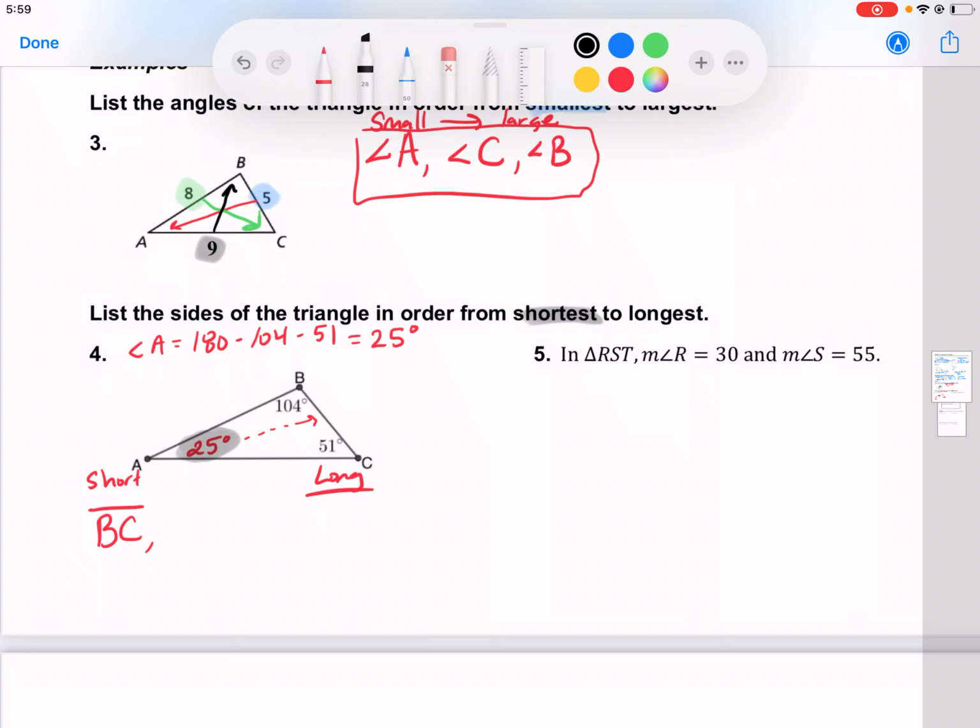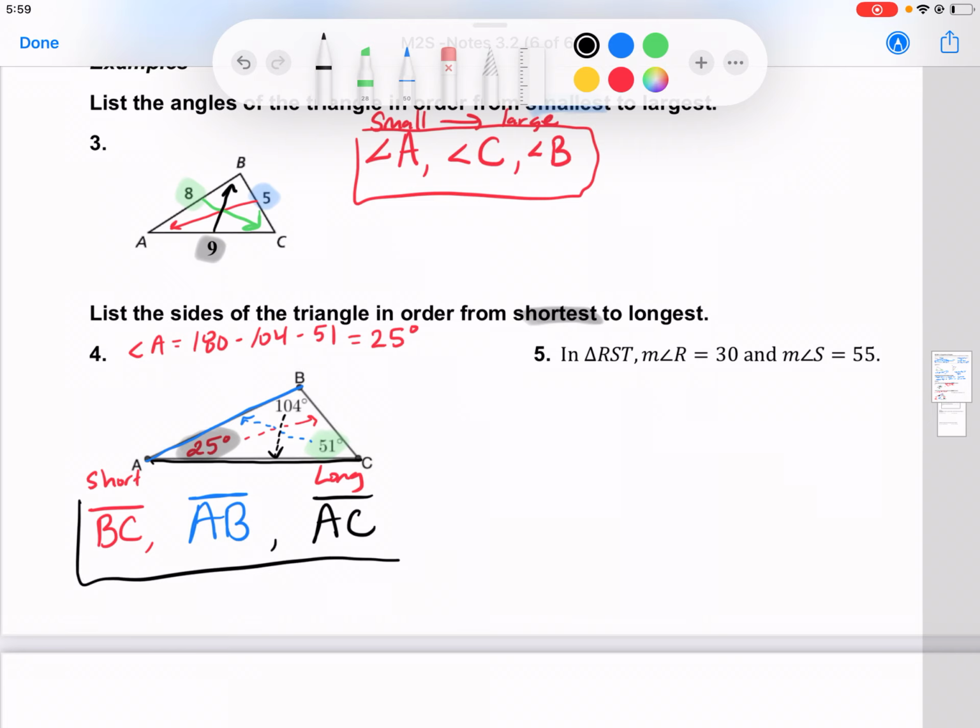Let's do the middle one though, because the one right in between 25 and 104 is 51 degrees. So 51 is across from this side over here, AB, so that's our next one. So we write AB and we do a little line segment. And then our long will be across from our 104 degrees, so over here. So AC. So AC is our long side. And there is the order from shortest to longest.